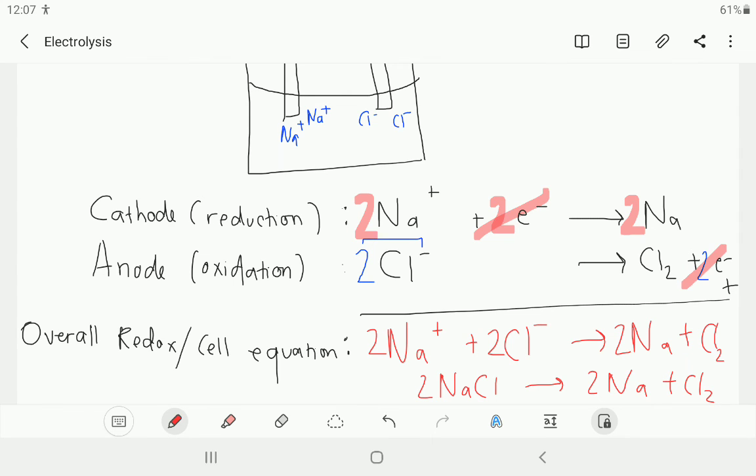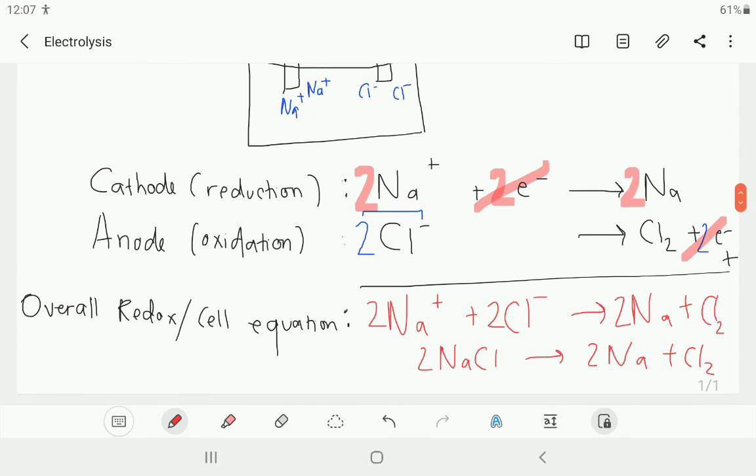Now I want to show you that this equation matches with the definition that we have made. So the compound is broken down or decomposed into elements by using electricity, which is represented by the electrons.